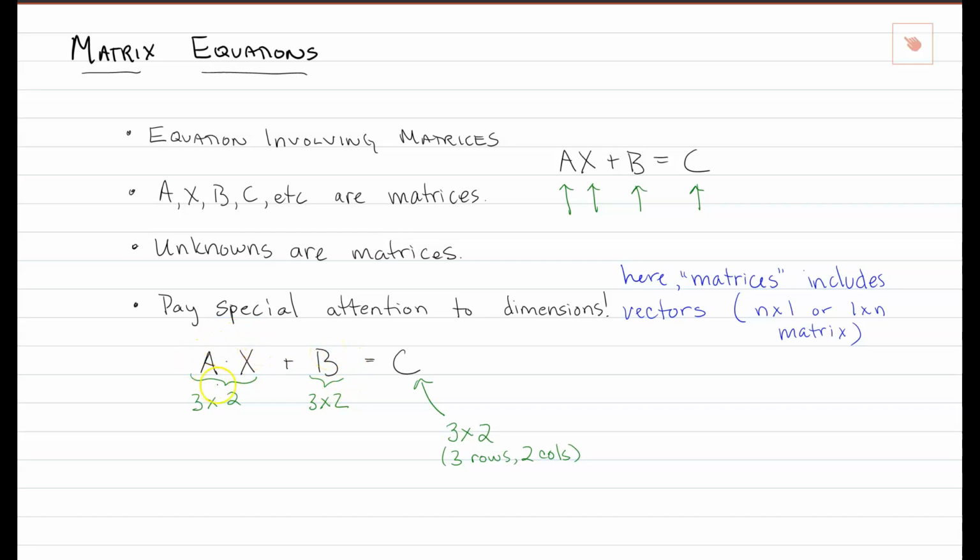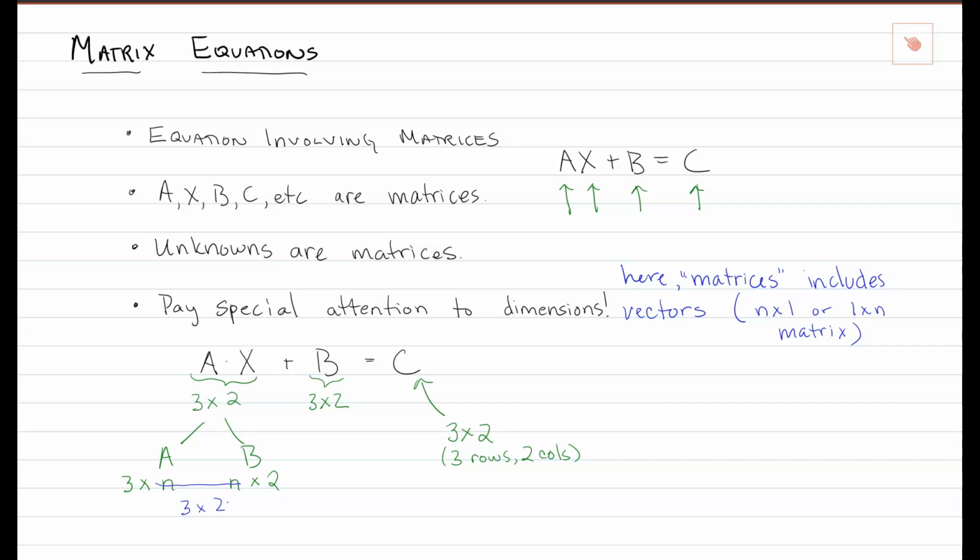And if we know the product of A times X is a 3 by 2 matrix, then we know that A has dimensions 3 by something, and X must have dimensions that same something by 2. Because when we take the product, remember the interior dimensions have to match, and then the result will be a 3 by 2 matrix once we multiply. So this is the kind of thing that I'm talking about when I say pay special attention to dimensions.